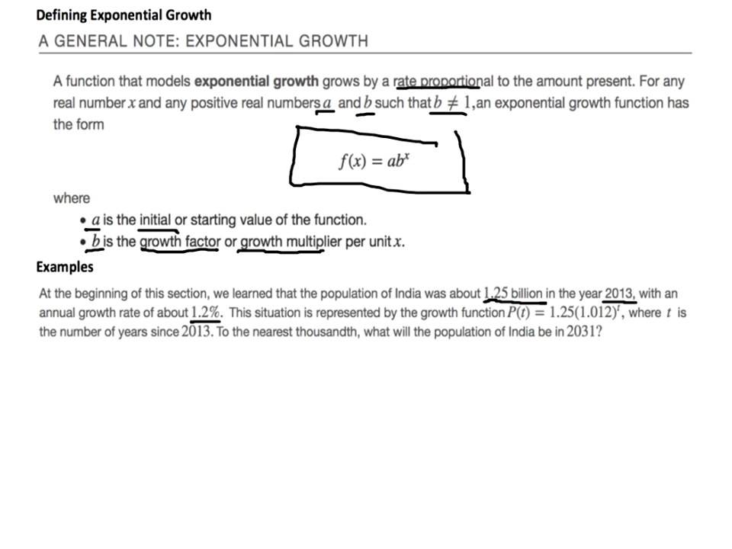The function that mirrors this situation, where P of t is the population based on time t, is 1.25 times 1.012 raised to the t power, where t is the number of years since 2013.